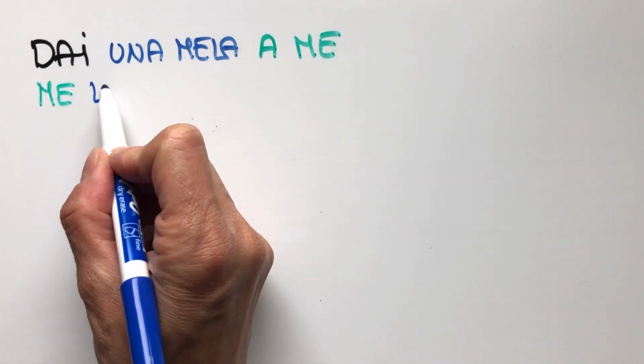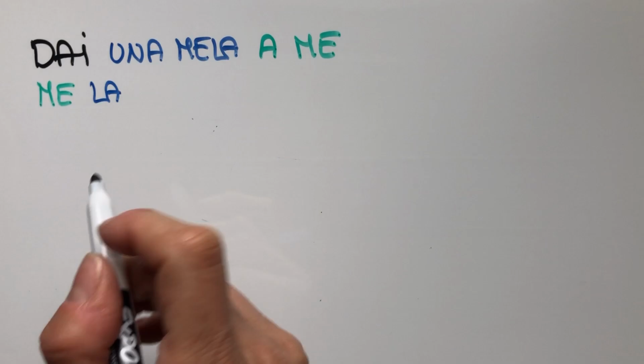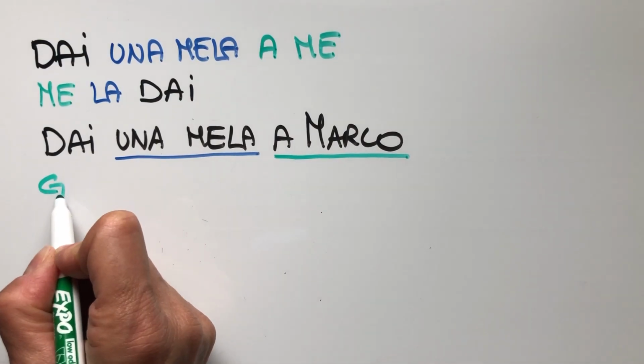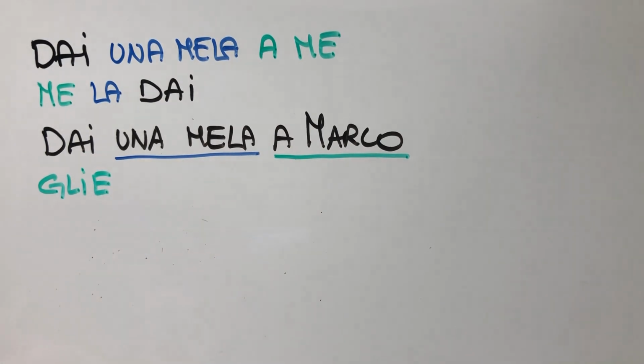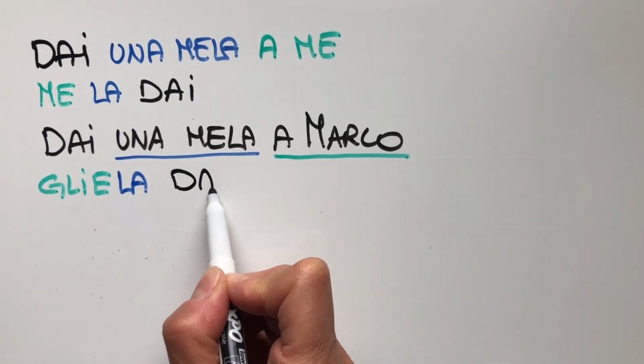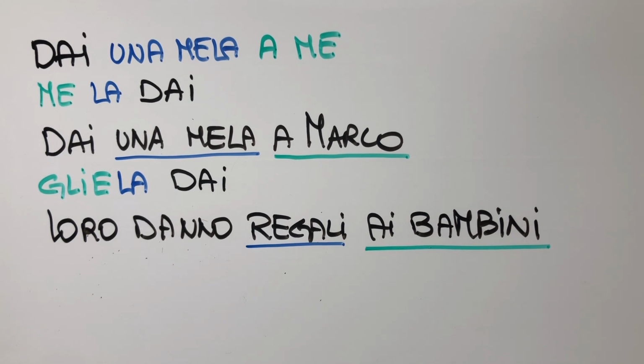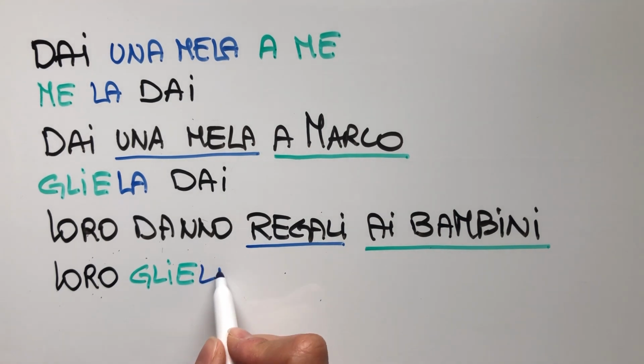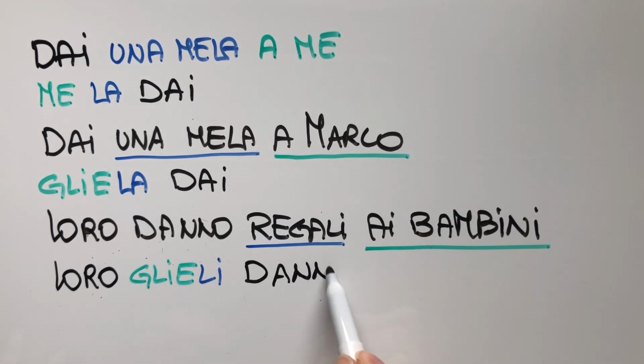You give an apple to me. Dai una mela a me. Me la dai. You give it to me. You give an apple to Marco. Dai una mela a Marco. Gliela dai. They give gifts to the kids. Loro danno regali ai bambini. Loro glieli danno. As you can see, when we substitute both objects with pronouns, our sentence shortens.